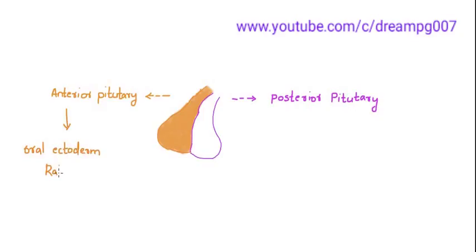This is the pituitary gland. This portion is the anterior pituitary. This is the posterior pituitary. Anterior pituitary develops from invagination in oral ectoderm, which is called the Rathke's pouch, whereas posterior pituitary develops from neuroectoderm. Anterior pituitary secretes hormones from various cells present inside it.